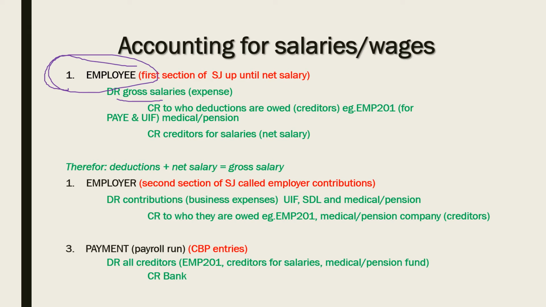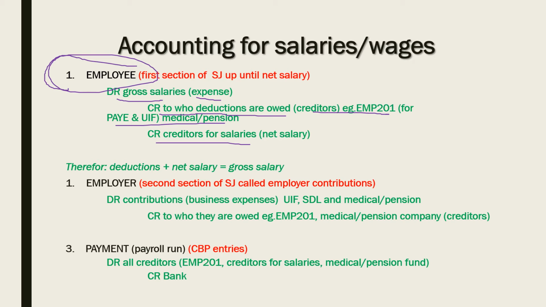We debit gross salaries as an expense, as we've always done. We credit all our deduction creditors. Okay, think about what that means. Deduction creditors means people that we owe our deductions to. So we credit EMP 201 for all the tax-related deductions, and we credit the medical aid and the pension fund. We also then credit creditors for salaries for the net salary. Remember, debit equals credit. You can see there one big debit, a couple of credits, because the net salary, remember, ultimately is what I need to pay my employees.